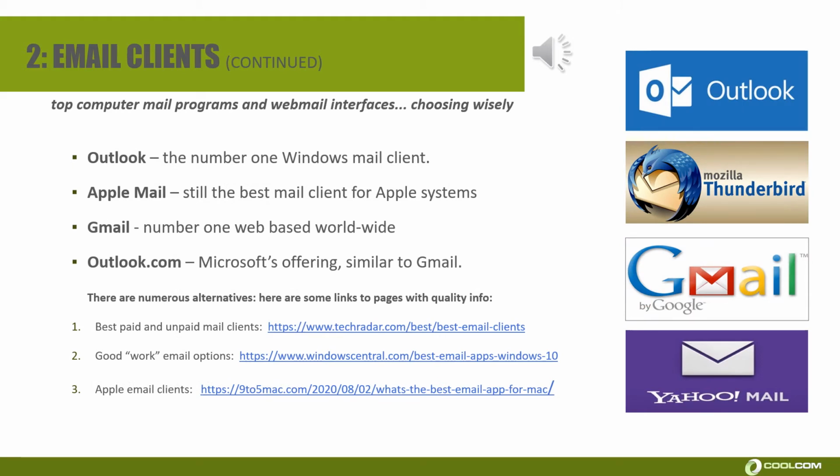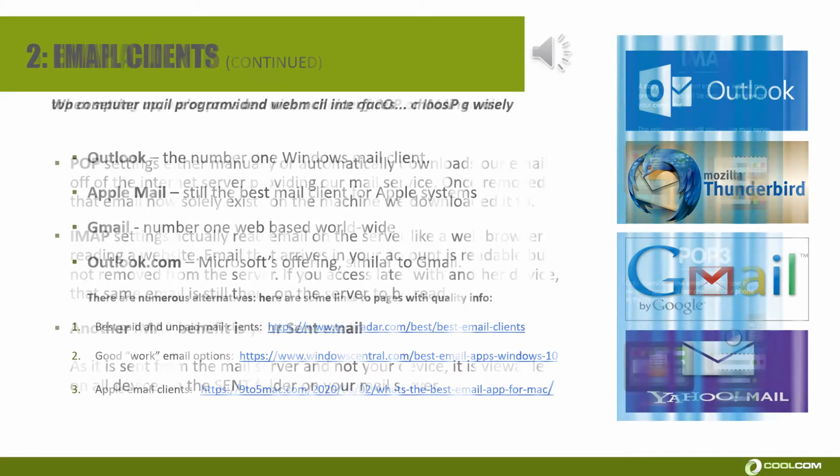While the point of this course isn't to review all of the email clients available, we do want to take a look at some of the more common ones out there. Outlook is the #1 Windows mail client. Apple Mail is still the most commonly used standard client for Apple systems. Gmail is by far the #1 web-accessible mail, and Outlook is similar to Gmail, it's the Microsoft offering. Below here, we also have a couple of links that will take you to some of the quality info we've managed to find that does review these clients so that you can help yourself make an informed choice.